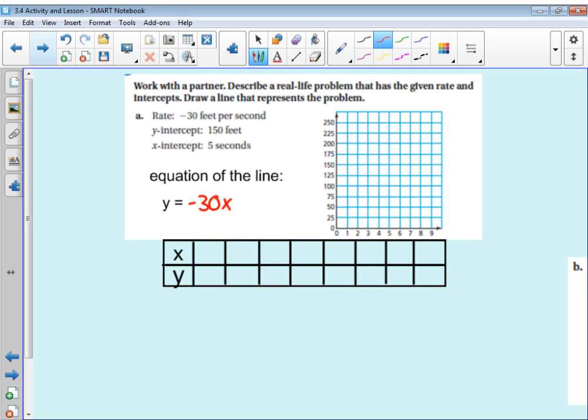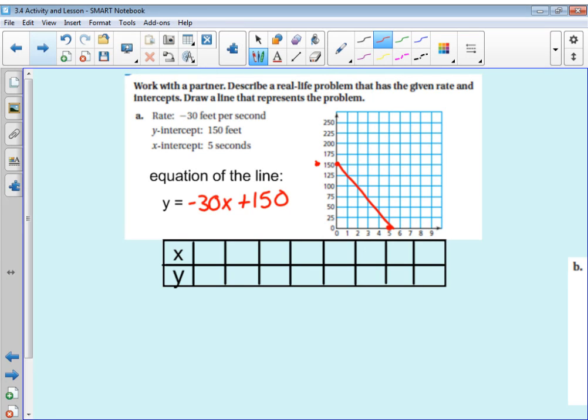Okay, and they went ahead and gave us our y and our x intercepts. So our y-intercept was 150. So there's our y line at 150, and our x-intercept was 5. And then you're going to use a straight edge. I'm just going to go ahead and draw a line. So there's our line to represent the problem. They also want us to write the equation. So we've got negative 30x, and then where did we start on our y-intercept? At positive 150.